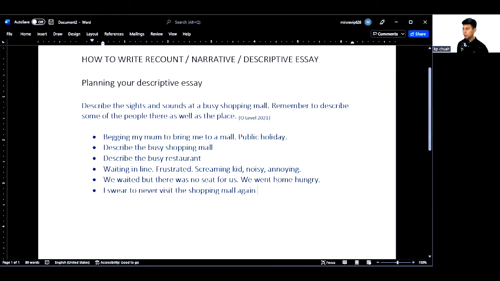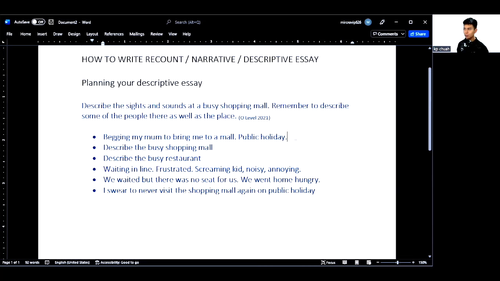And we waited, but there was no seat for us, went home hungry. And same thing here, I will teach you later on how to describe an event. So all in all, I think this plan looks okay to me. What I would do is just change a few things here and there and say, okay, this is probably, I'm not going to visit on a public holiday ever again. And very importantly, I will include details.